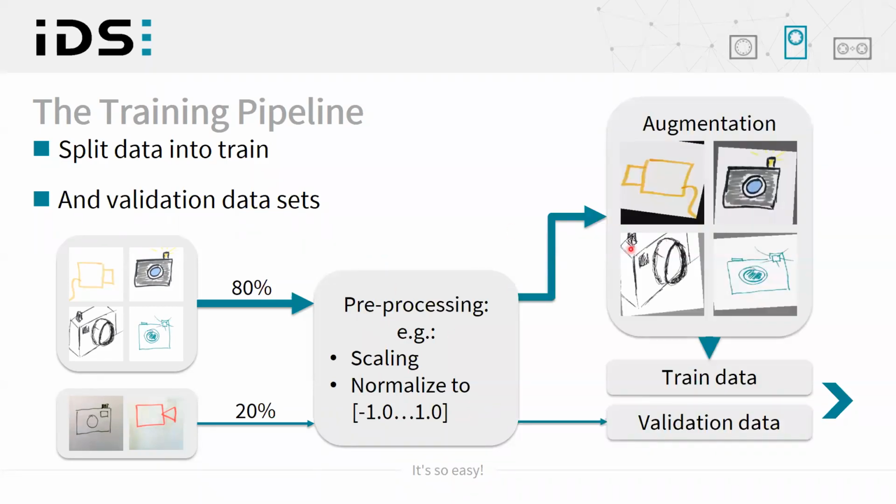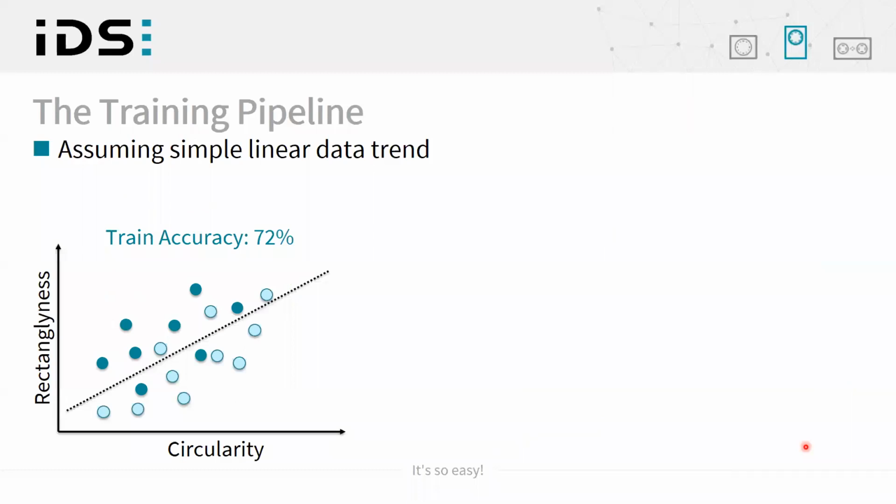Then only the training data set goes through this augmentation process, where simple geometric transformations are performed, like slight rotations, zooms, mirroring, and so on. In the end, you have your train data set and your validation data set, which is not altered, because this should be a measure to see how well your model generalizes on unseen and as realistic as possible data. So why do we perform this split?